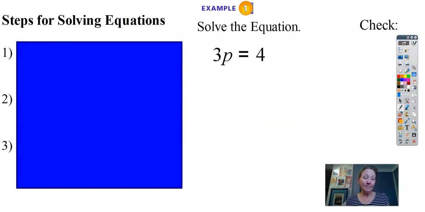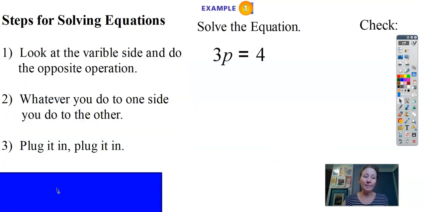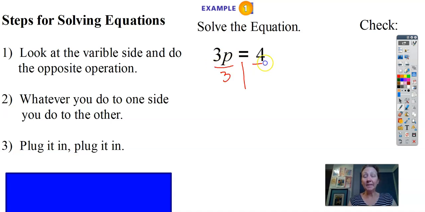Okay, so now I'm saying, well, what if we don't have the bag in front of us, but I understand the steps. I'm looking at the variable side. I'm trying to find the opposite operation. So here's my equation, 3 times p equals 4. I look at the side with the variable. The opposite of multiplying is dividing. I divide both sides by 3. It's a little bit of a fraction. P equals 4/3.